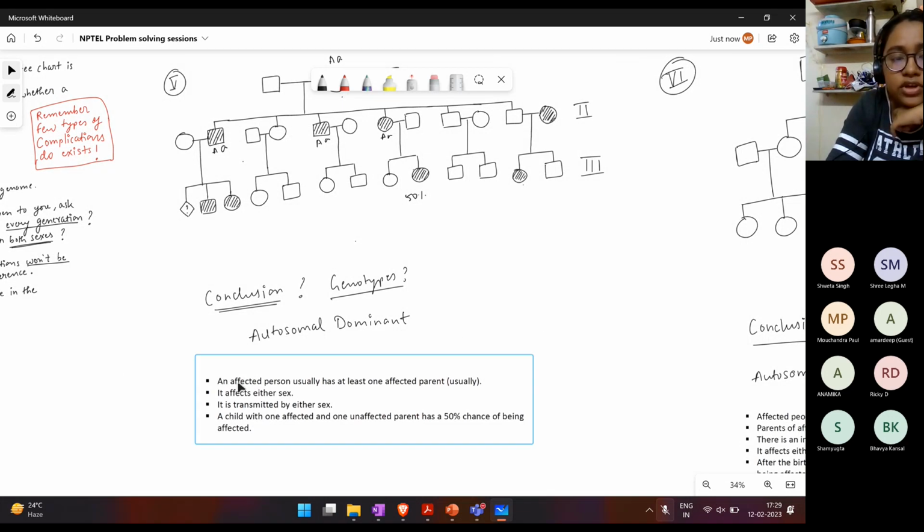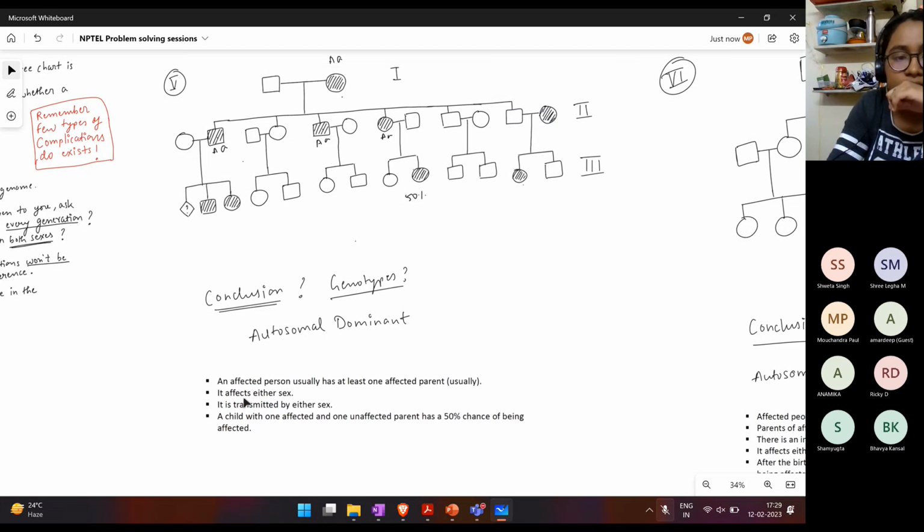The affected individual usually has at least one affected parent. You can see the affected individual had one parent, right? So it is evident from here. Then it can be present in either sex. Yes, it is matching. It is transmitted by either sex, so father can transmit as well as mother can transmit. Here the mother was transmitting. And there is a 50% chance of being affected. The child has a 50% chance, right?